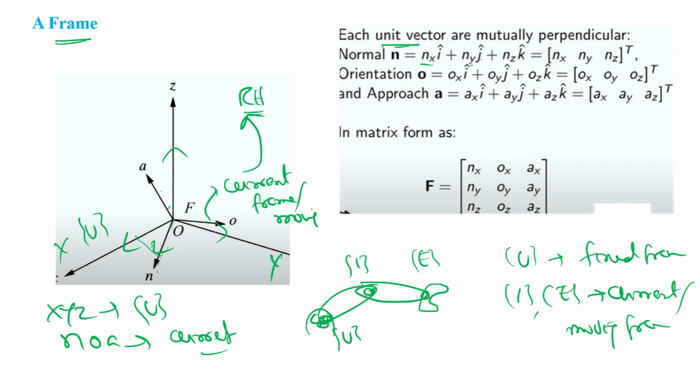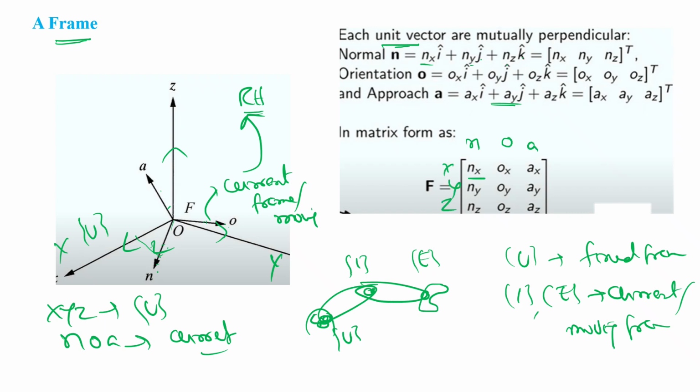How do you represent the orientation vector? O with respect to x is oxi, oyj, ozk. This is the representation of the orientation vector with respect to the reference frame. Then A is the approach vector, so axi, ayj, azk. This is how to represent the approach vector with respect to the reference frame. Now there are too many elements, so we need a matrix to put them in. This is always n, the movable or moving frame NOA, and this represents XYZ.